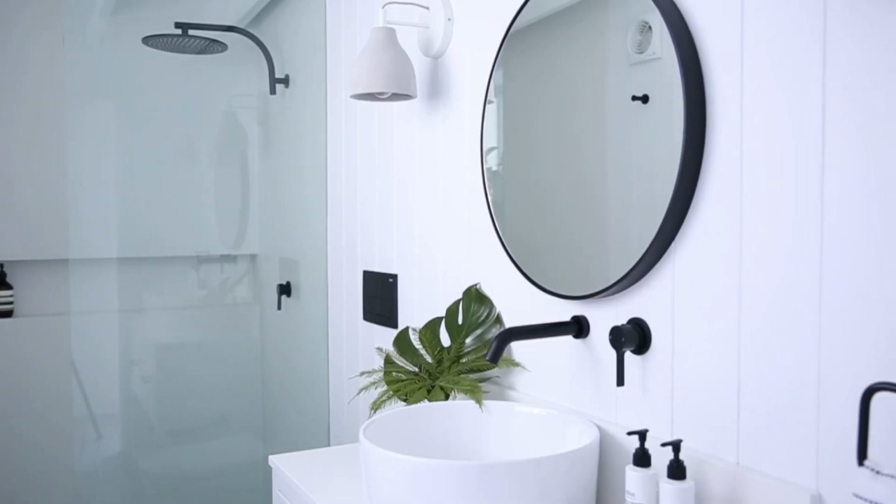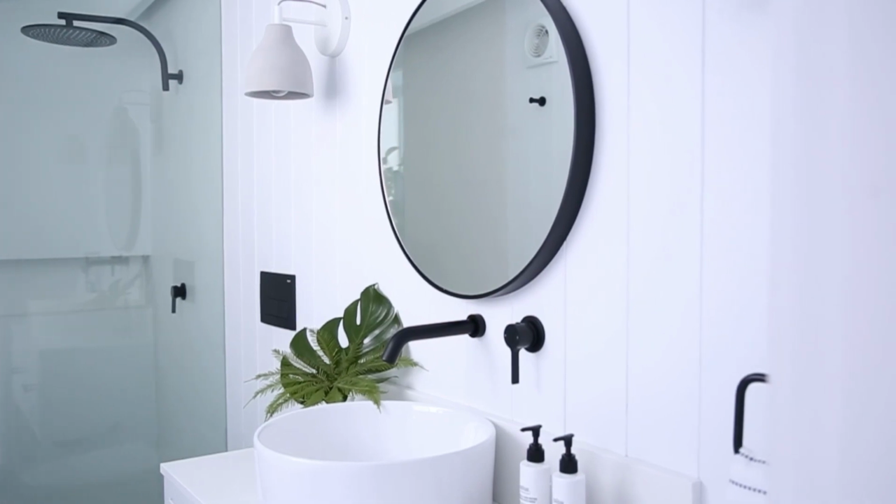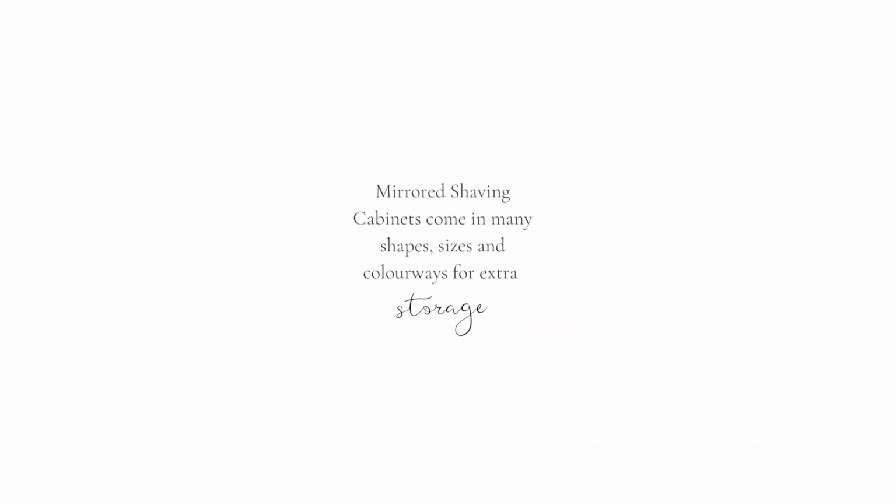Plan out your storage needs in advance if you can, and if the room is used by more than one person, try and allocate space for each individual. Opting for an above counter basin will give you a little bit more storage below counter, and if you don't already have a shaving cabinet, replacing the mirror with a mirrored cabinet could give you that extra storage you need.